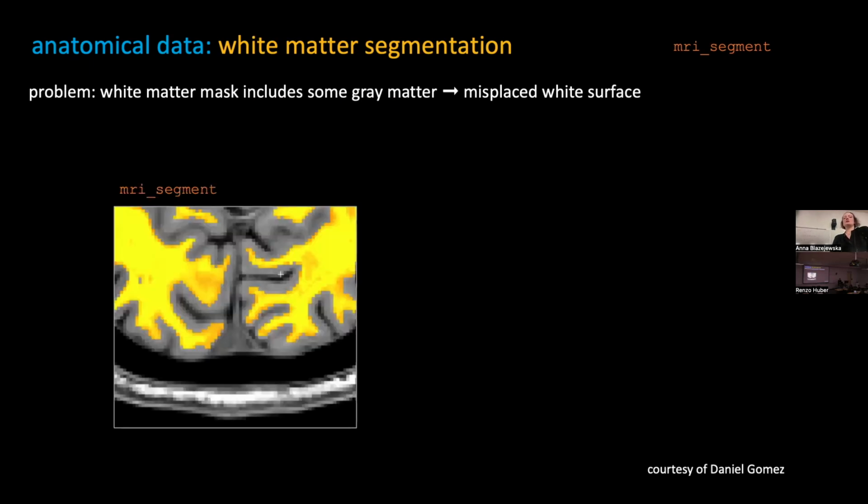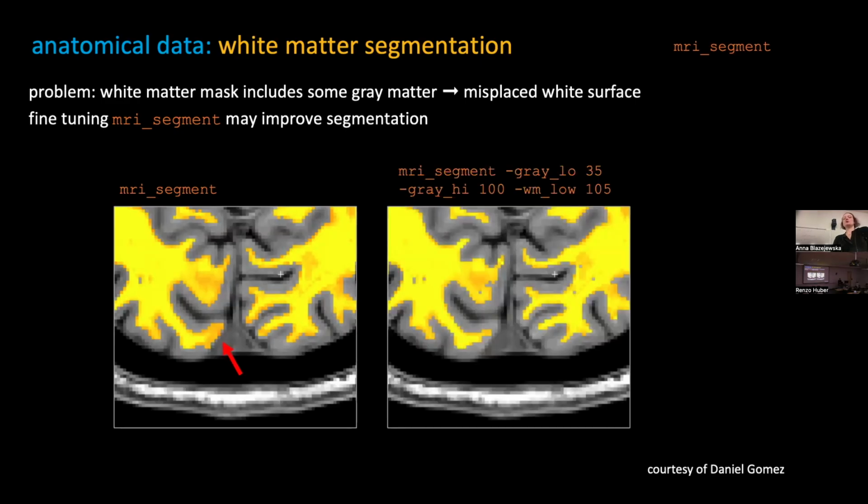And this is an example. You can see a problem area. So again, we can try to fine-tune this approach. This is again work by Daniel. And what we can do, we can try to pass and change the thresholds, lower and higher thresholds for white matter and gray matter to this program. So you can see that it did improve a little bit. There's still some issue remaining, but it kind of does look better.